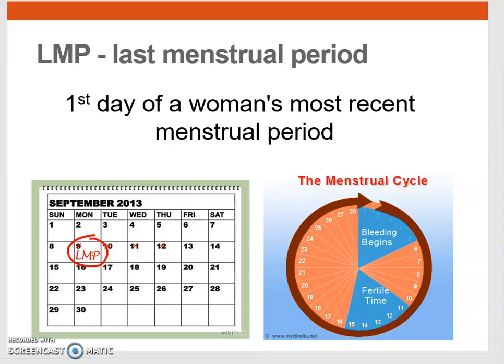So starting on day one, that's when the bleeding begins. And on the calendar we have marked here, it's September of 2013. So day one was on the 9th day of the month. So from that point forward, you can measure the cycle as being 28 days. And once again, peak fertility between 11 and 15 days.